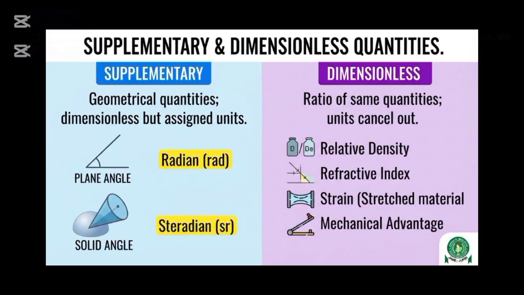So you see that these quantities are dimensionless. So the supplementary quantities are dimensionless, but units are assigned to them. Why the dimensionless? Their units cancel out. We don't usually assign units to them.